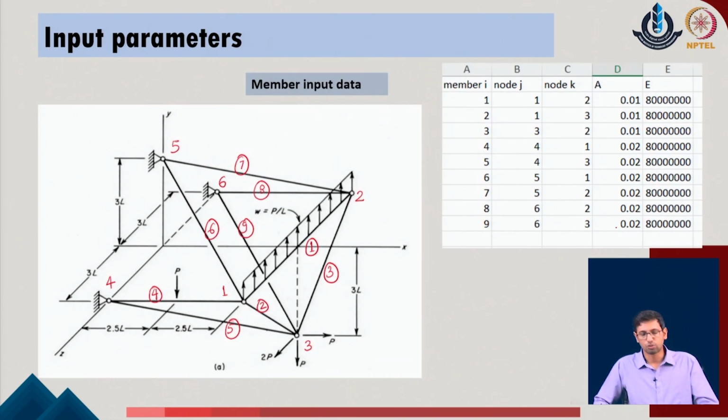Second, we need to go with the member input data. So we define all the members. There are 9 members in the system. For each of the members, we define the 2 nodes, node J and node K in the system, and we also identify the member area and the elastic property of the given system. This has been provided through an Excel sheet.